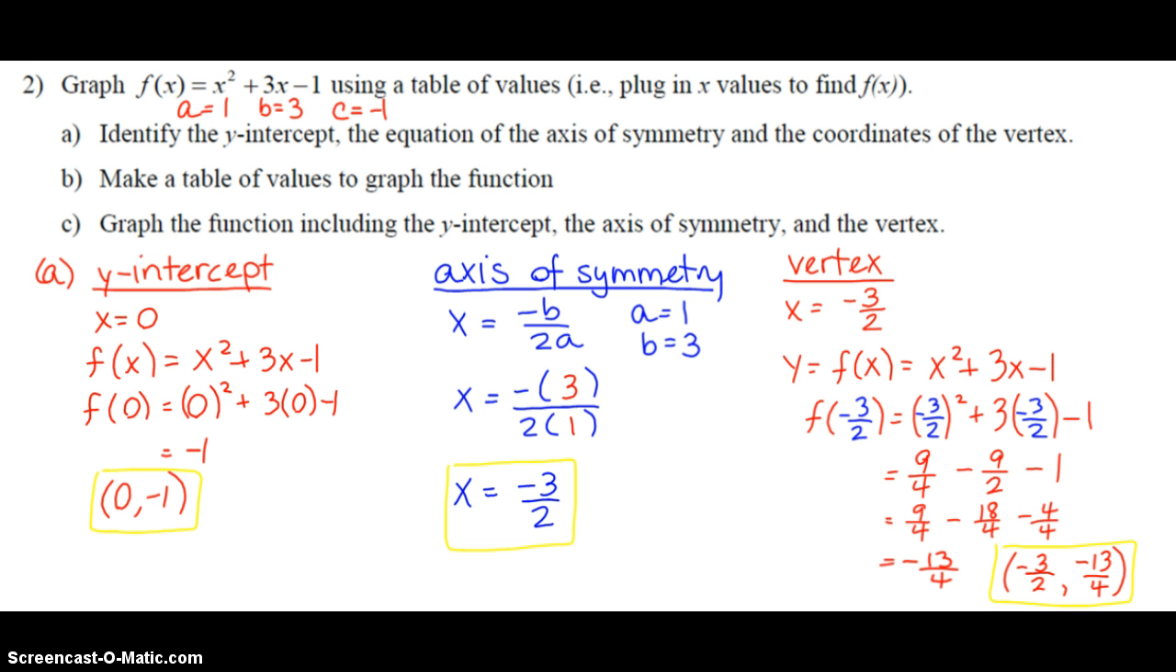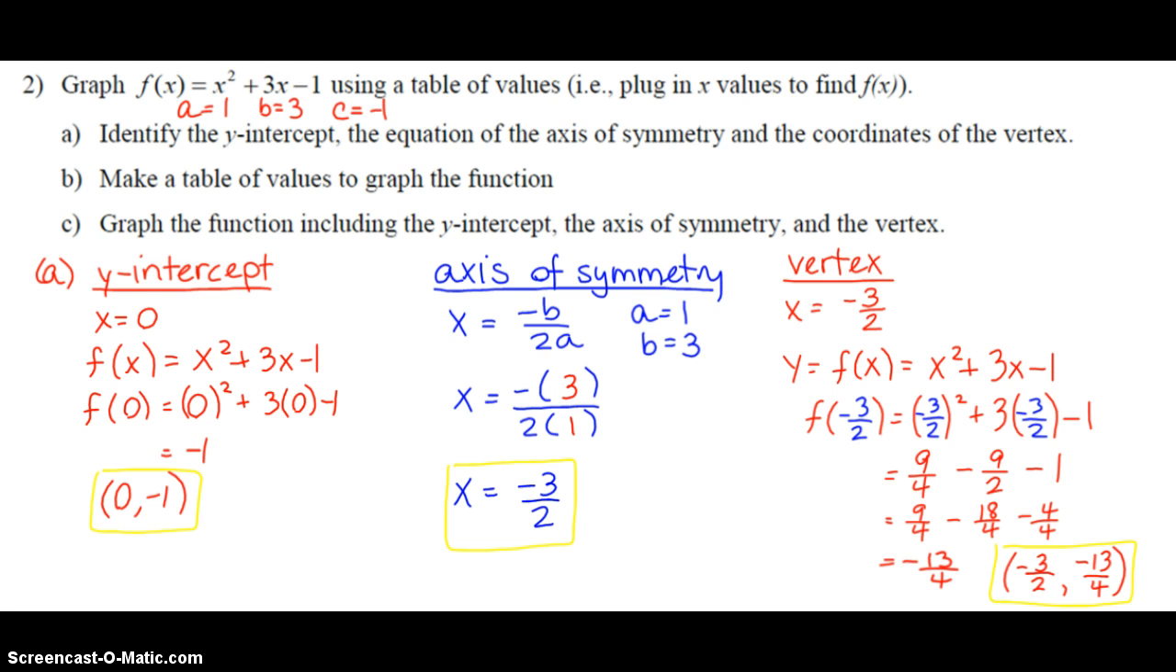Then, going back to the definition of y-intercept, we know that that means that x is equal to 0. We plug in 0 for x, and our f of x is going to be -1, which was our constant. Remember, the y-intercept is a point, and we show it with an x-coordinate and a y-coordinate, 0, -1.